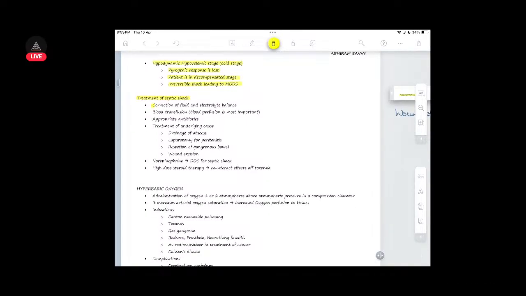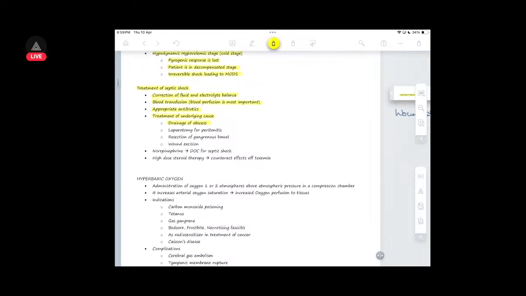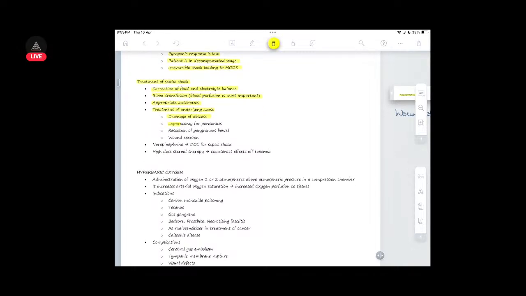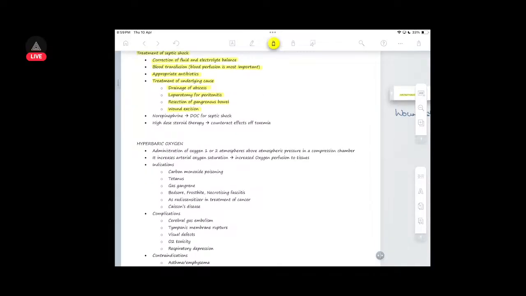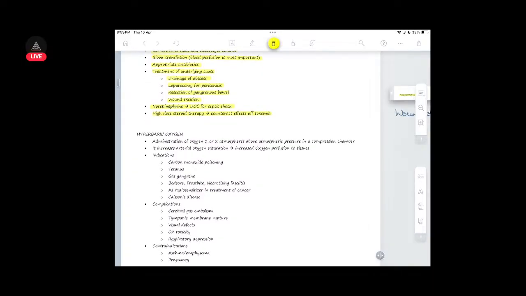So treatment of septic shock: correction of fluid and electrolyte balance, blood transfusion; blood perfusion is most important. Appropriate antibiotics are to be provided, and you treat the underlying cause. You have drainage of abscess, laparotomy for peritonitis, excision of gangrenous bowel, and wound excision. You can also give norepinephrine, which is the drug of choice for septic shock, and high-dose steroid therapy, which counteracts the effects of toxemia.